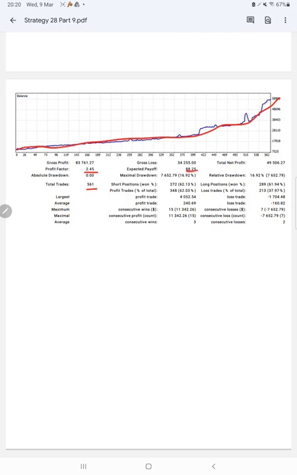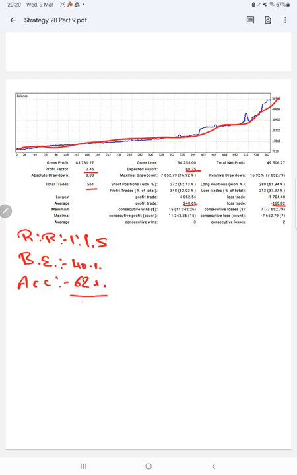Expected payoff is 88.25. Average profit and loss is 240 and 160, which means the risk reward ratio is 1:1.5, and the break even point for the strategy is 40%. Comparing with the current account accuracy, which is 62%, we can say we are almost up by 22% than the requirement.